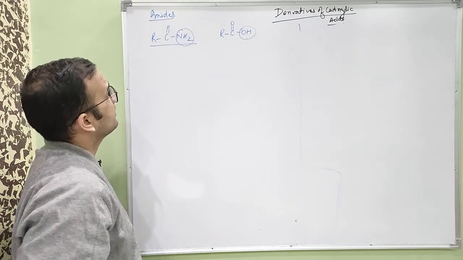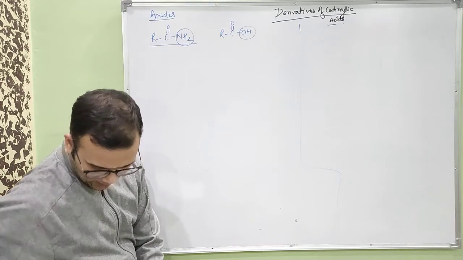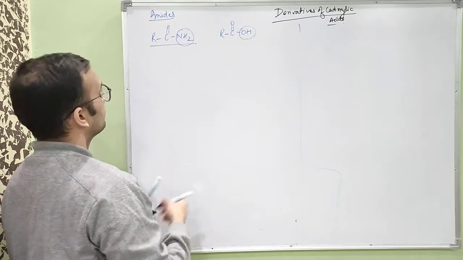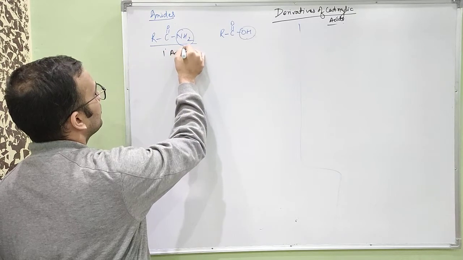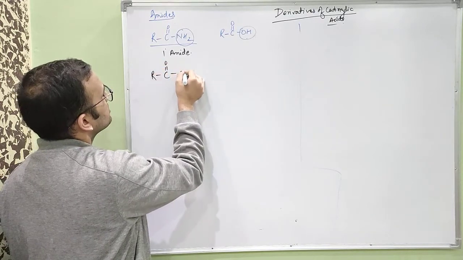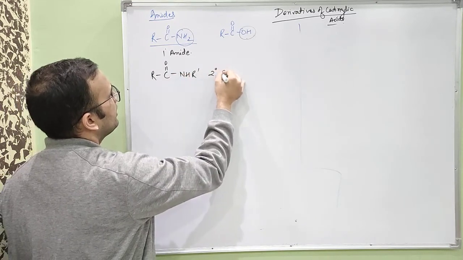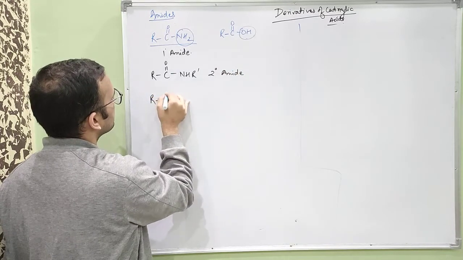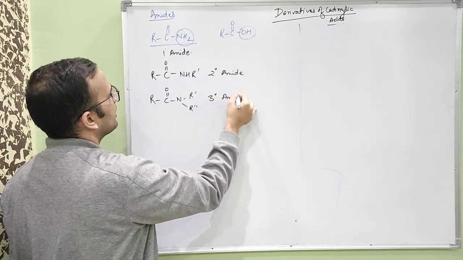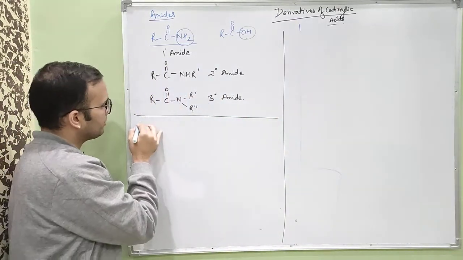What more I will tell you is that this particular amide that I have written over here is a primary amide, 1 degree. We have seen the nomenclature of this in the beginning itself, so we don't have to really get into that. So this is a 2 degree amide, and this is a 3 degree amide. Got that? That's it. So we don't have to worry about these.